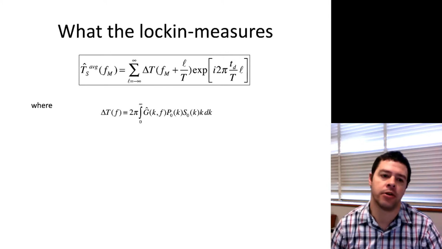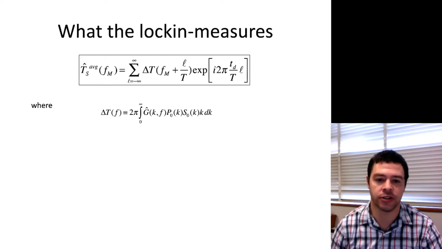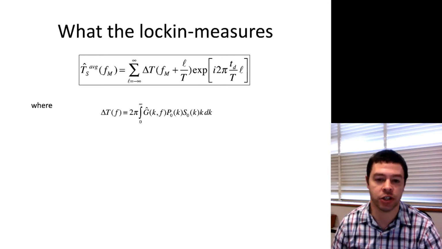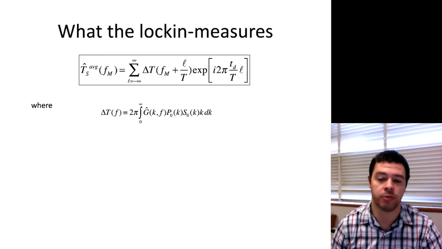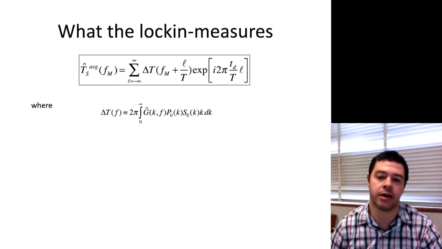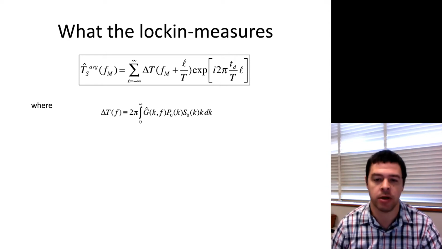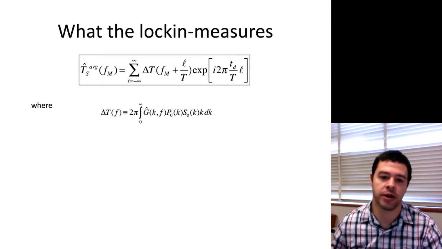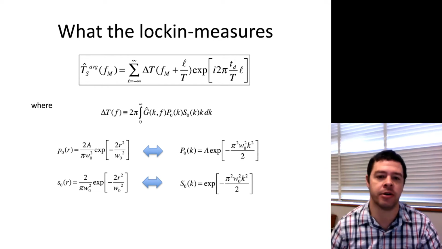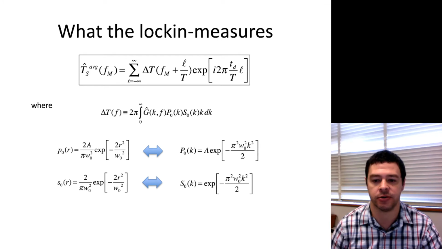So I showed that that function delta T could be written in terms of a simple looking integral that involved this thing G, which was the point response function, the P, which was the Hankel transform of the spatial profile of our pump beam, which was a Gaussian, and the Hankel transform of the spatial profile of the probe beam. That's our thing S, which is also a Gaussian. And I actually took a little bit of time in a separate video to show you what the exact expressions for that P0 and S0 were.